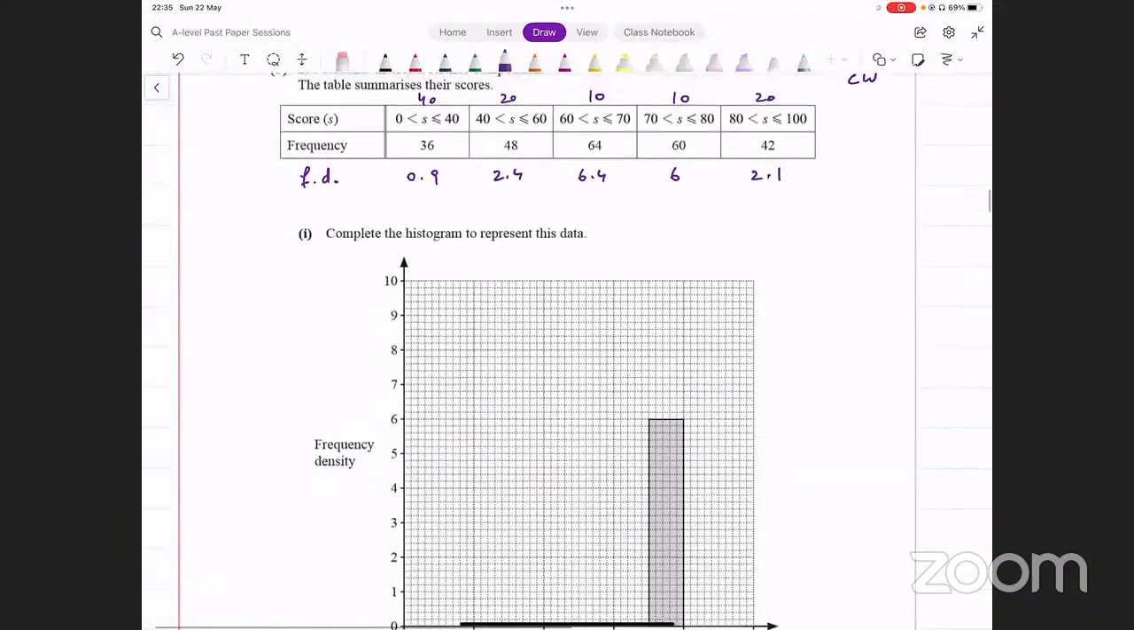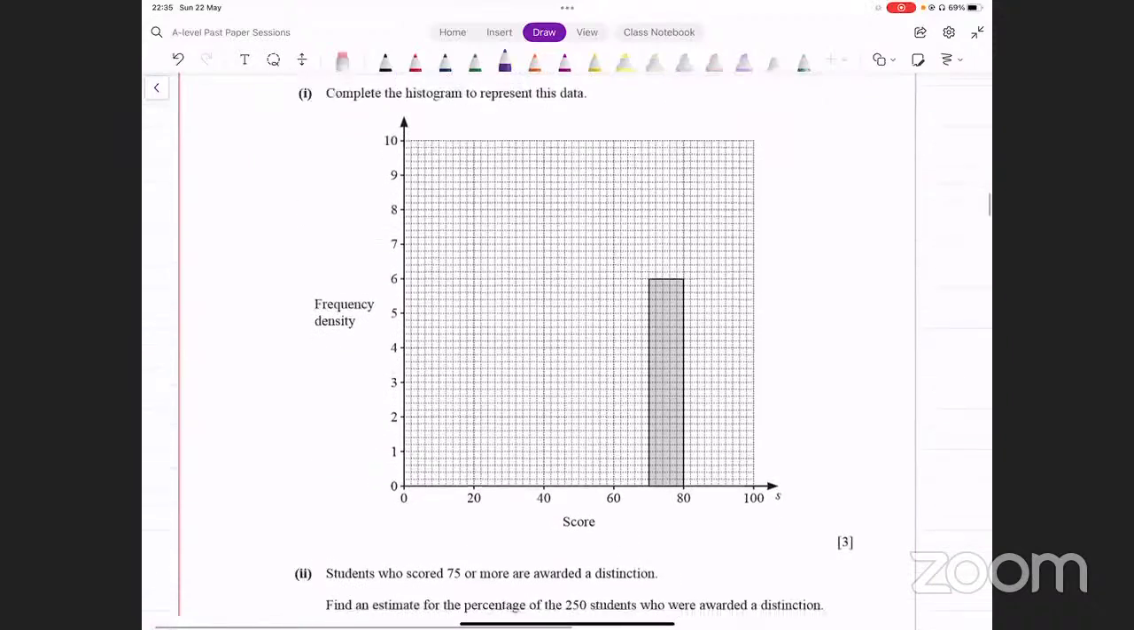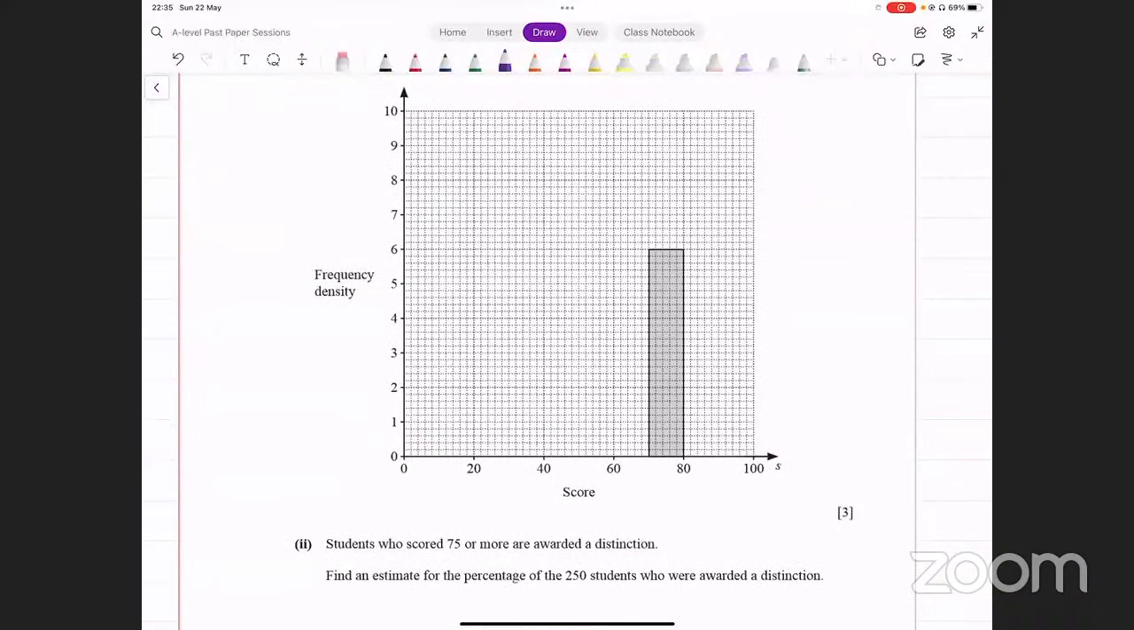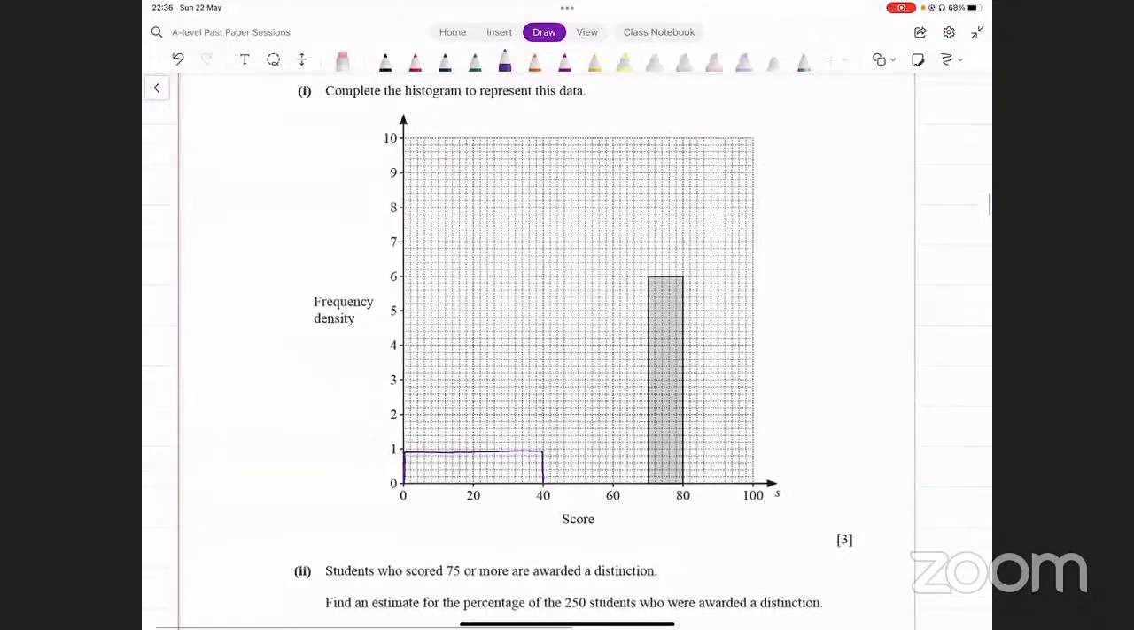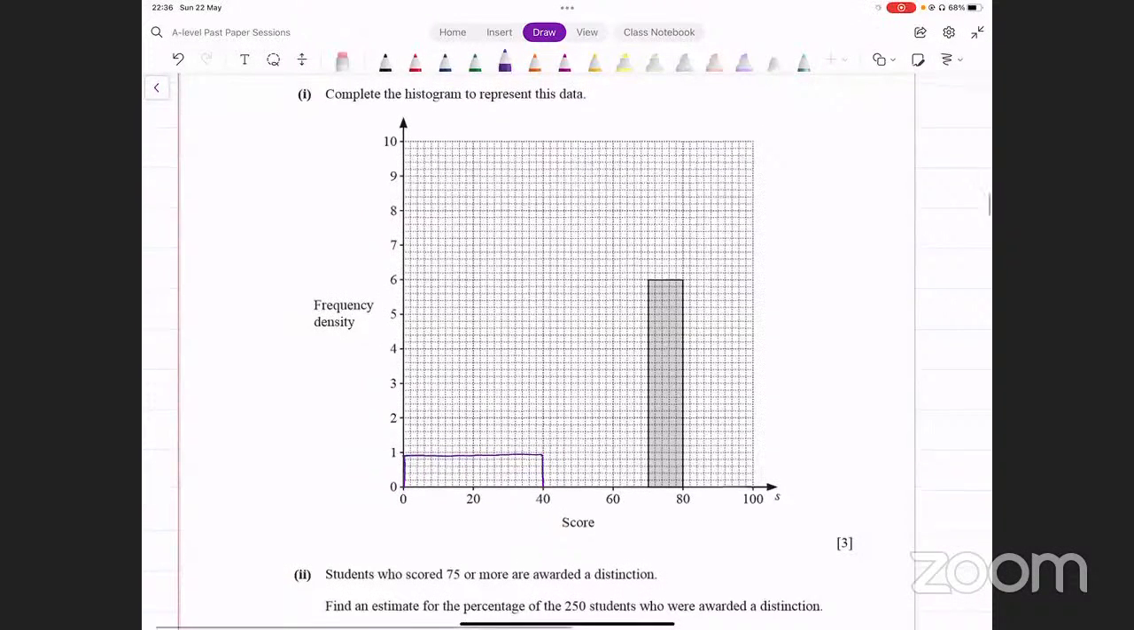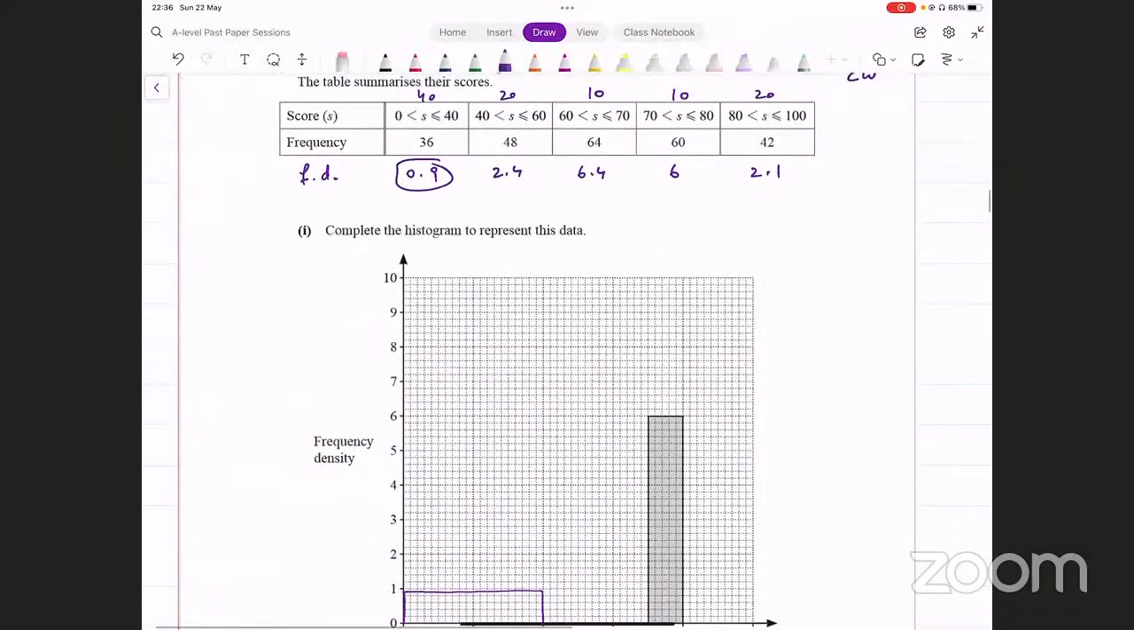0 से लेकर 40 तक, you'll have this number 0.9. Okay, from 0 to 40, we've got 0.9 here. ये 0.9 पे आपका आ जाएगा 0 से लेकर 40 तक. Okay, so you should be using a ruler for this. I'm doing it by hand because unfortunately मैं PDF के ऊपर ruler नहीं use कर सकता OneNote का, but you should be definitely doing this using a proper ruler ताकि lines आपकी straight हो. 0 to 40 we've got 0.9.